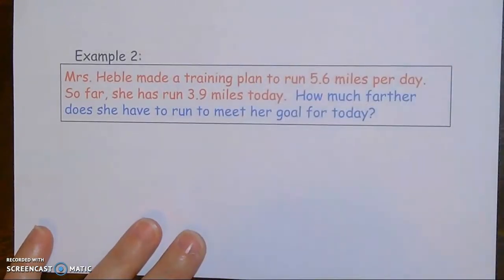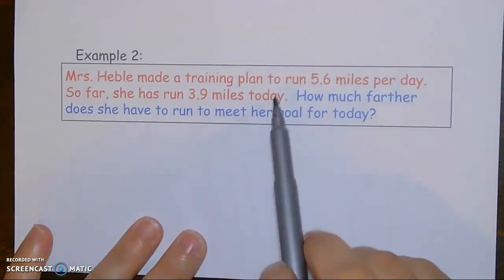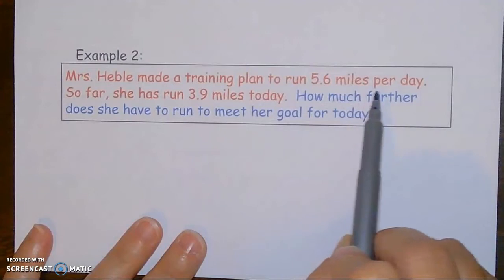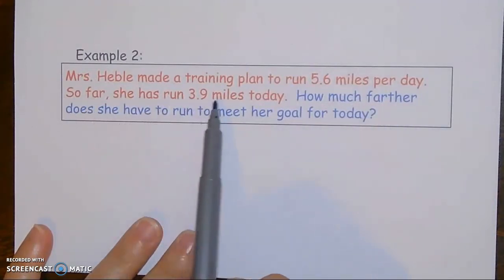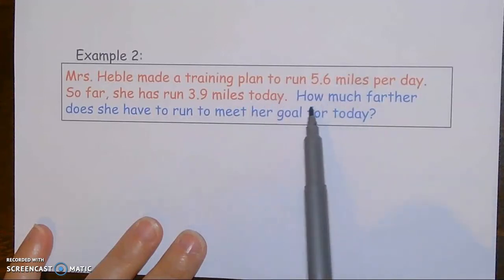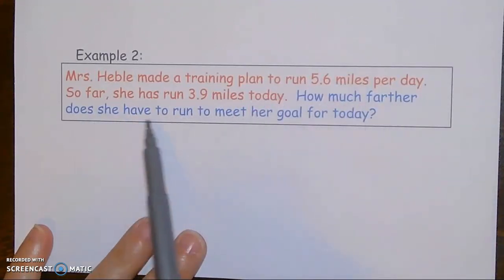It reads, Miss Hebel made a training plan to run 5 6/10 miles per day. So far, she has run 3 9/10 miles today. How much farther does she have to run to meet her goal for today?